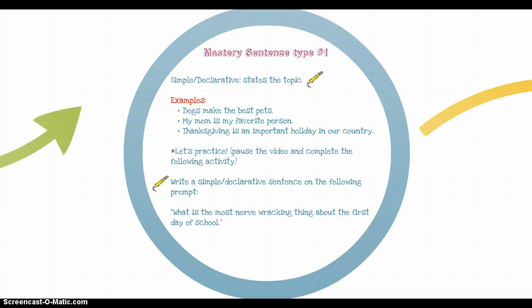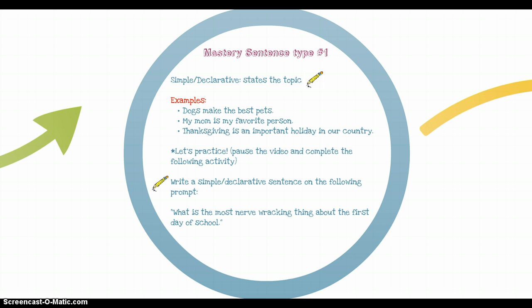So examples are simple. Dogs make the best pets. What's that paragraph going to be about? Dogs making the best pets. I mean, it can't get more simple than that. I think the only reason that this maybe isn't in the proficient category is just simply because I am allowing you to create the sentence instead of giving you a sentence frame or something. So these are very simple, and I want you to go ahead and practice.